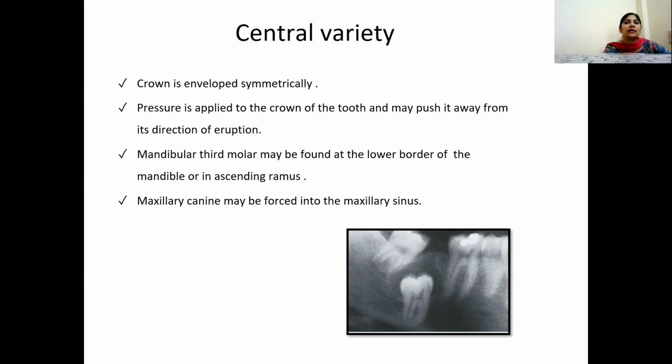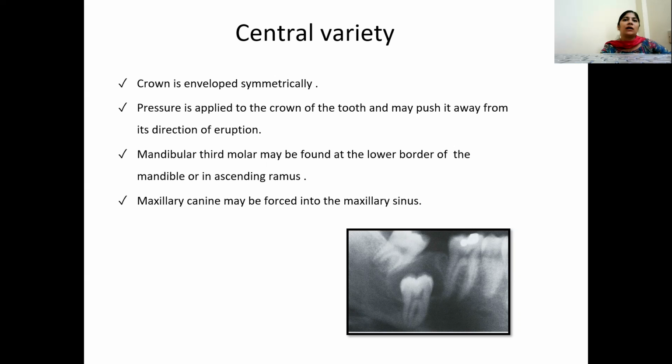Coming to the first one, that is the central variety. The crown is enveloped symmetrically. When pressure is applied to the crown of the tooth, it may push it away from the direction of eruption. So in the central variety, when the tooth starts to erupt, the pressure will be applied onto the crown of the tooth, and this pressure can push the tooth away from its direction of eruption.